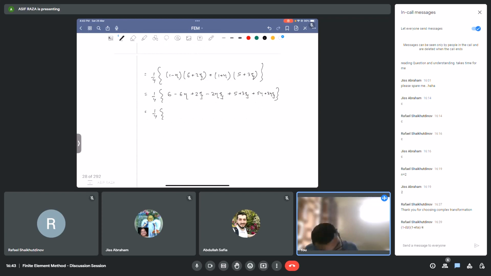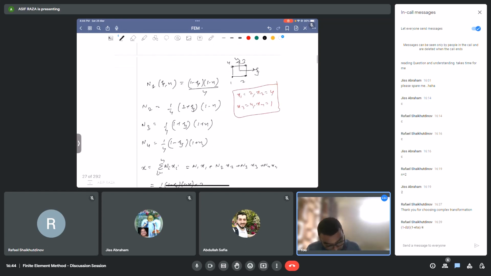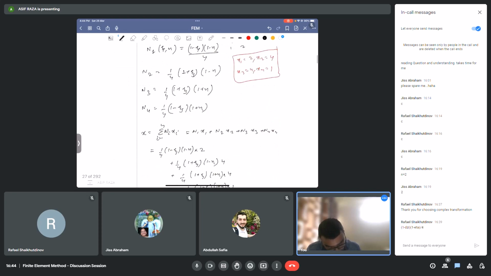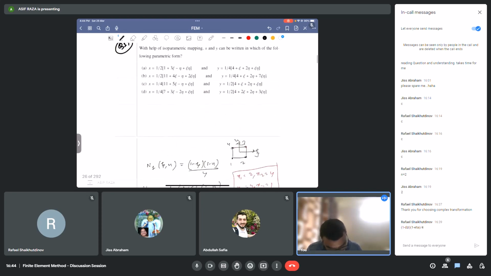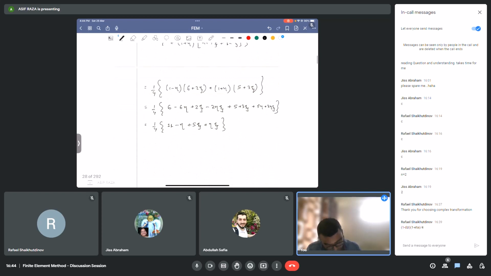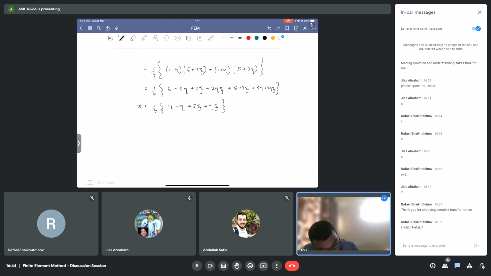Now constants are 6 plus 5, 11. Eta is here and here, so that is minus eta. Then xi is 2 plus 3, 5 xi, and eta we have eta xi. So yeah, it's 1 by 4, right? So this is x.